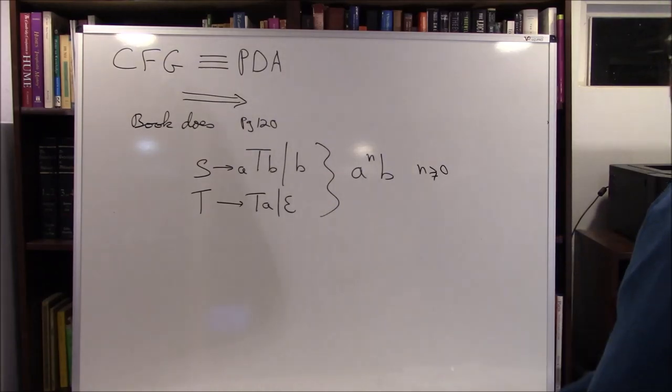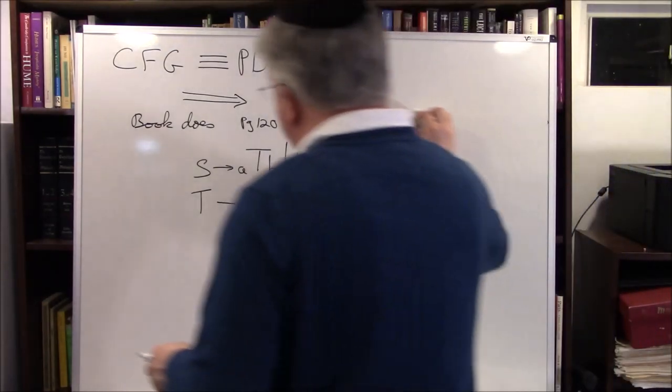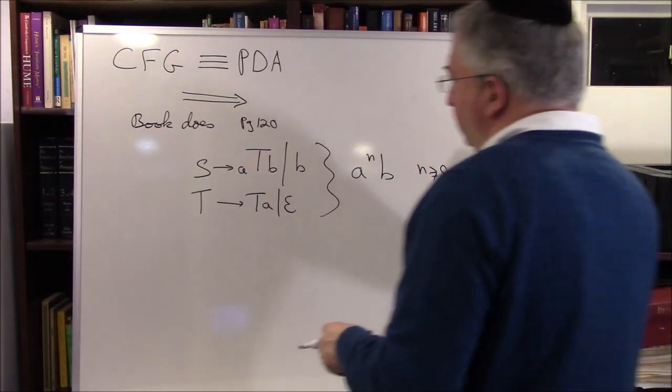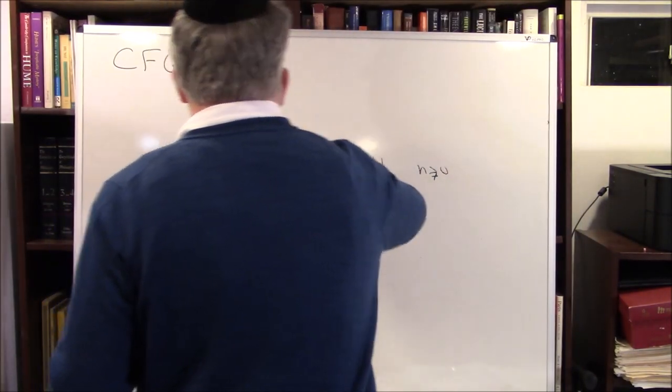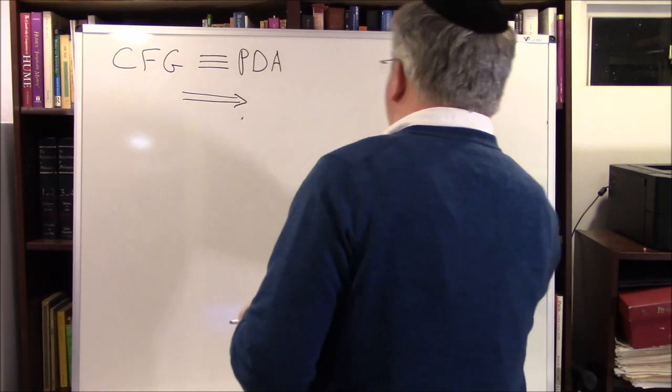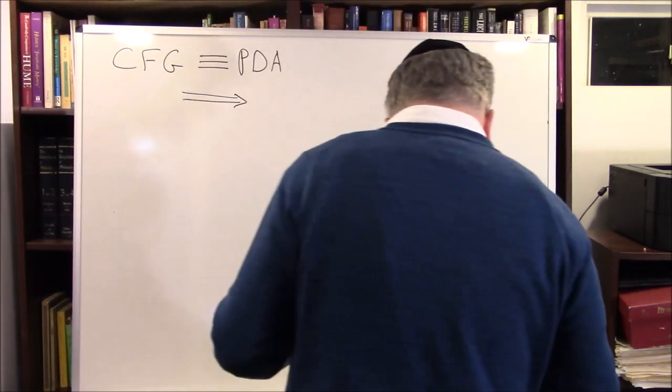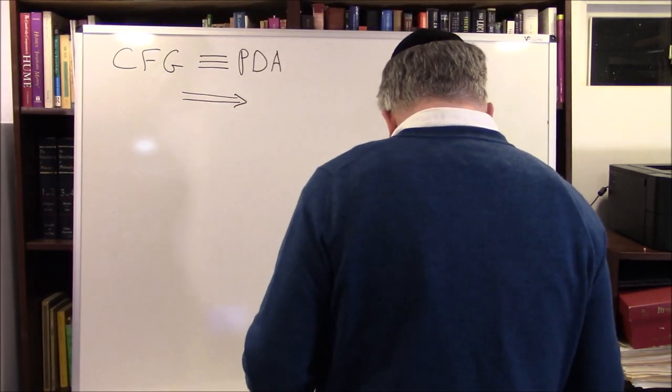We're not going to do this example. You're going to read this example in the book. Okay, but it's a nice example. We're going to do something else. Like when we steal from the book, we're going to do other examples. The other example I'm going to do is as follows.